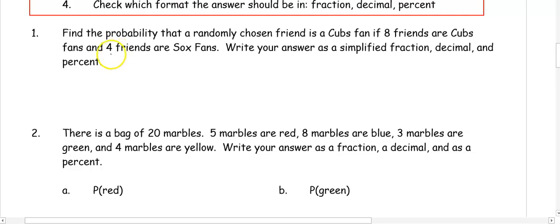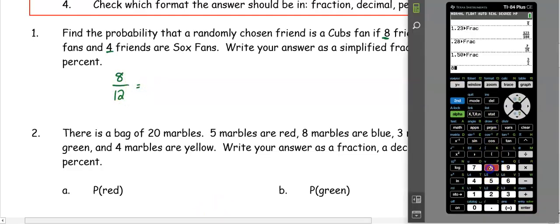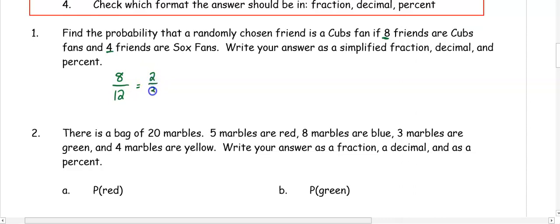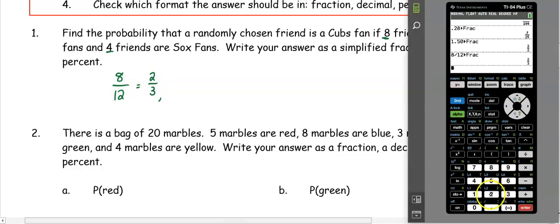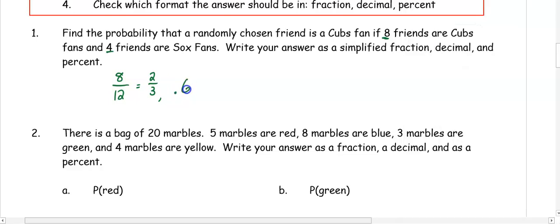So if we have 4 and 8, that means there are 12 people possible, and 8 of them are Cubs fans. If I take my calculator, 8 divided by 12, math, enter, enter. My reduced fraction is 2/3. So 2/3 as a decimal, 2 divided by 3, would be 0.667, which would be 66.7%.